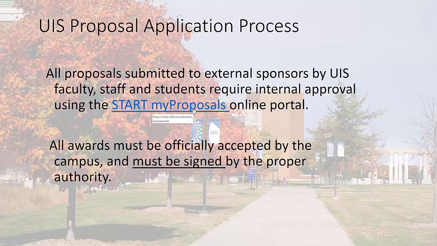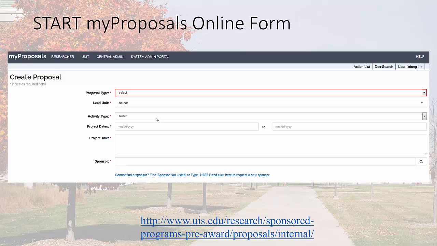We use the Start My Proposals online system described in the prior slide in order to comply with the legal requirement that any grant awarded to the university needs to be accepted by a responsible officer. When UIS receives funds, we are entering into a type of contract in which there are reporting obligations. In order to complete the Start My Proposals form, you will need to upload a copy of your proposal, the grant program guidelines, your budget, and any additional documents.